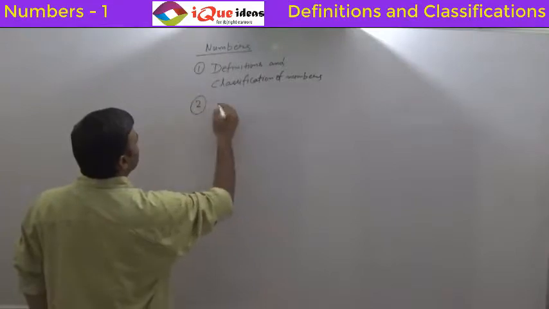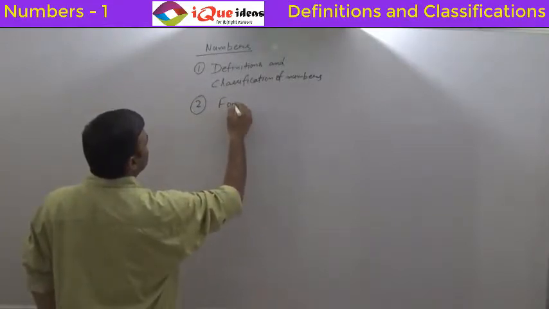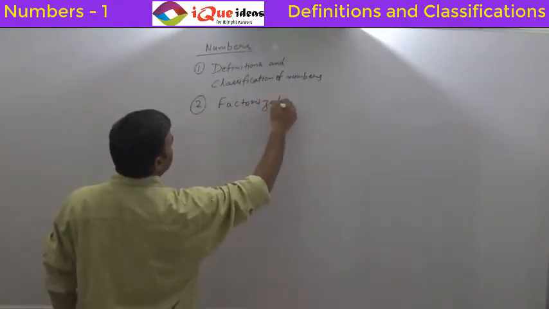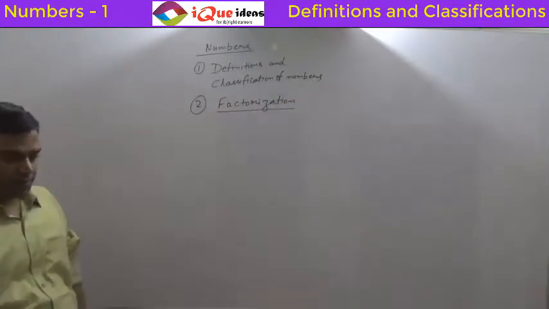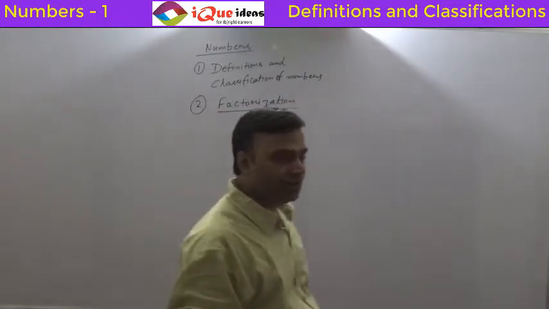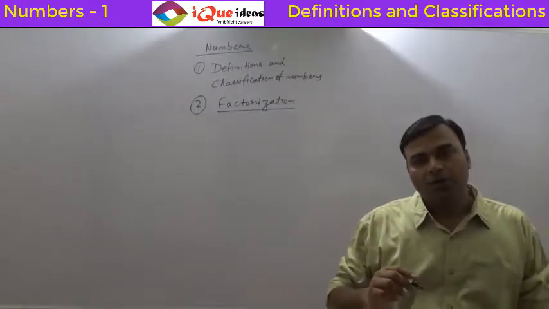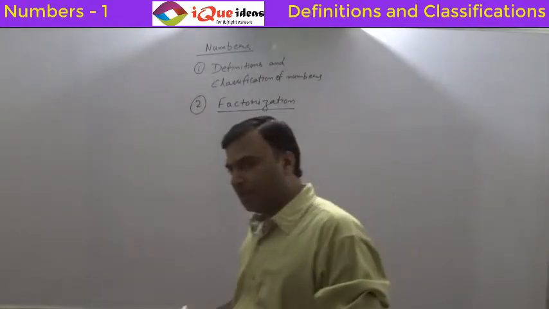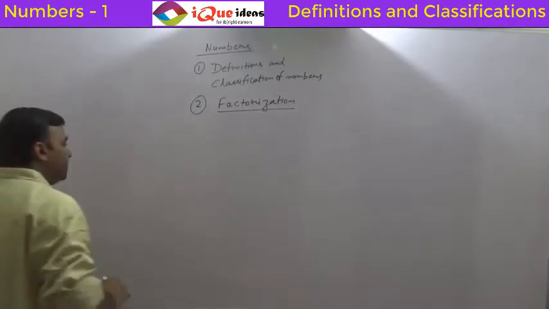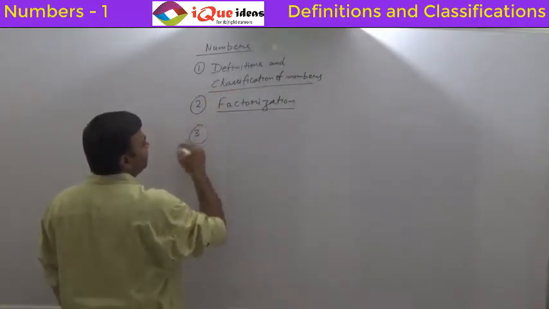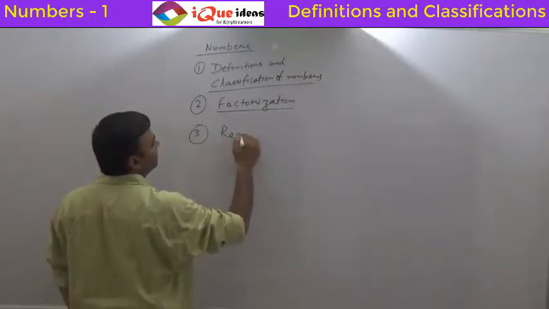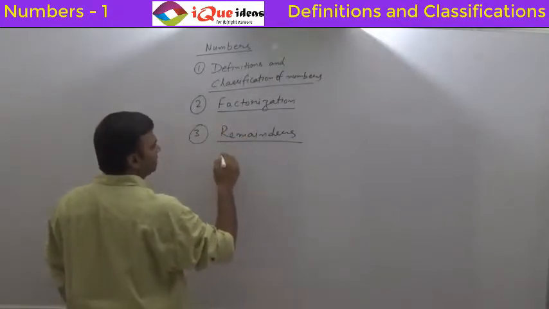Second part, factors, or you can also say factorization, which will include factors, number of factors, how to find factors, how to find pair of factors, LCM, HCF, applications of factors, and also the sum of factors. And the third part is remainders and its applications.